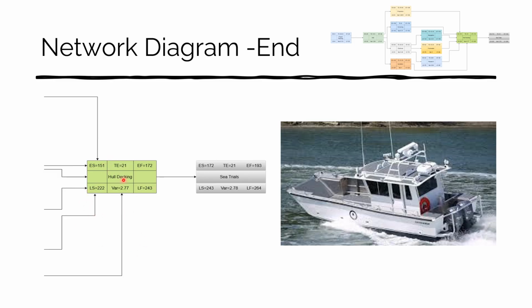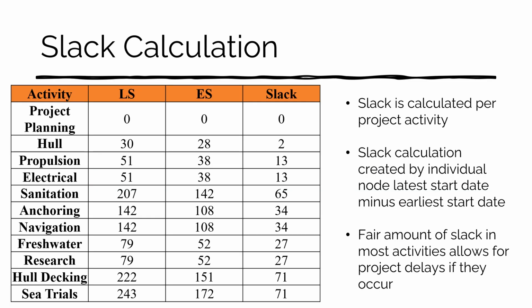Once we get to the decking, it's just onto the sea trials, our final step before we turn the vessel over and say that we are completed with it. We have an early start of 172, with 21 days expected time, giving 193. The latest start is going to be 243 with a variance of 2.78. And then the latest finish, which will come back later, is our critical time of 264. So once we have our network diagram, we calculate our slack after we did the forward pass and the backward pass. We take the latest start minus the earliest start, which calculates our slack.